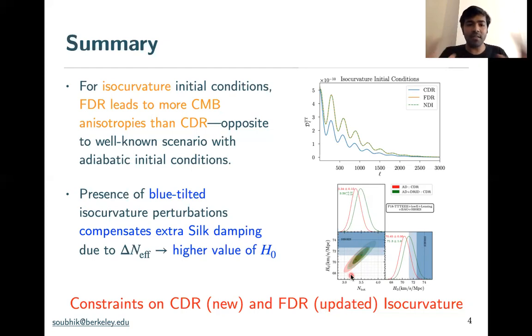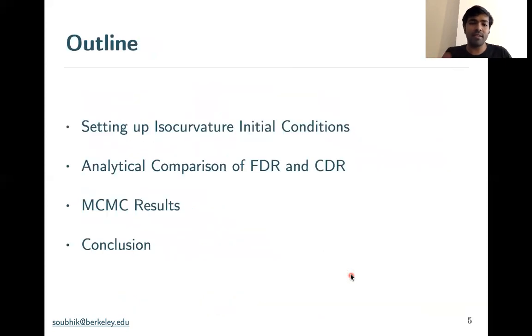Okay, so broadly speaking, these are the main takeaway messages, but let me now get into more technical aspects of it. To see the effects of these isocurvature perturbations on the CMB, you have to set up the initial conditions properly, and then you can feed them into a Boltzmann solver like CLASS, and then you can get all the C_L plots. So first I'll discuss how to set that up, and then I'll have some analytical discussion to distinguish FDR versus CDR, and then I'll talk about results, and then I'll conclude.